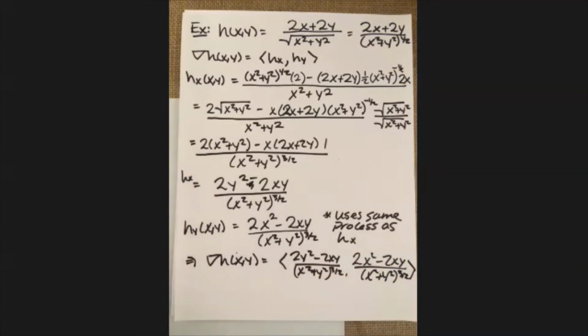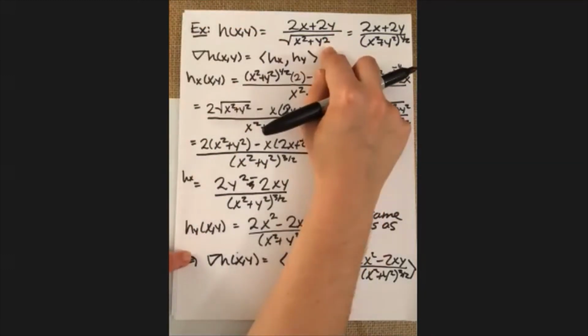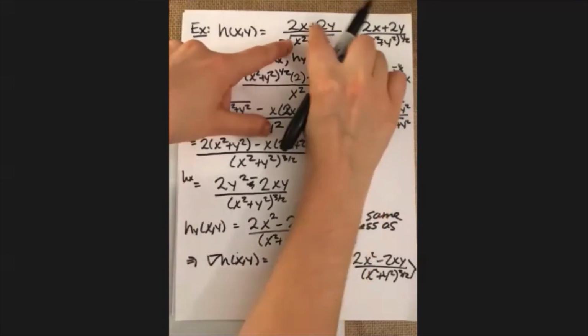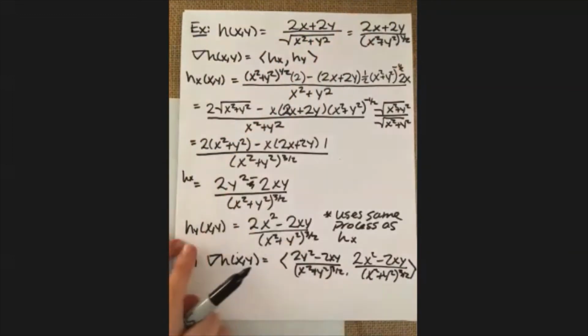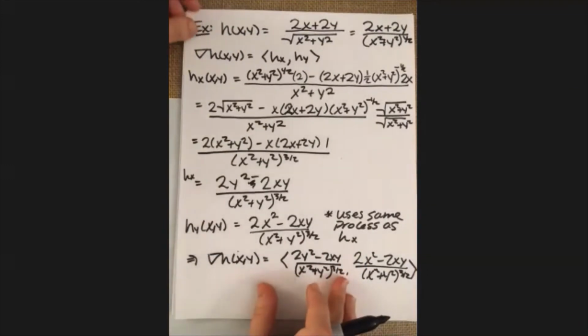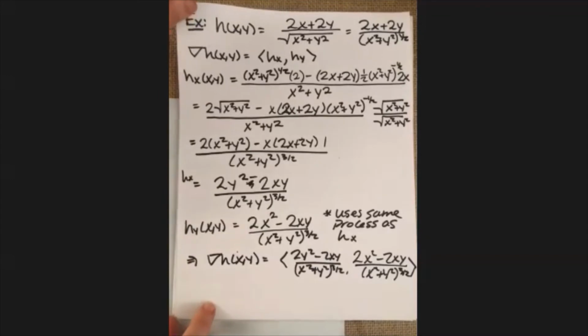So a little bit messy, but it's nice that since there's a lot of symmetry between x and y here, the result for y winds up being really similar and can use the exact same process. But yeah, that's pretty much all there is to doing that kind of problem.